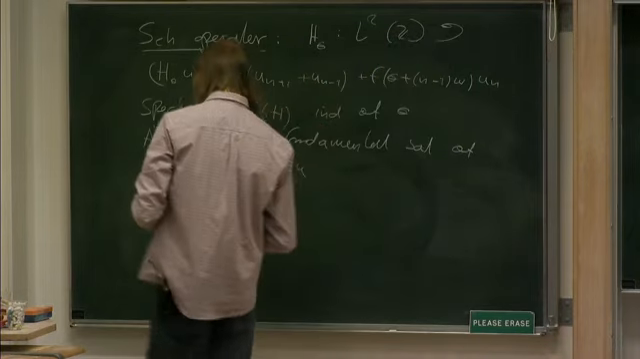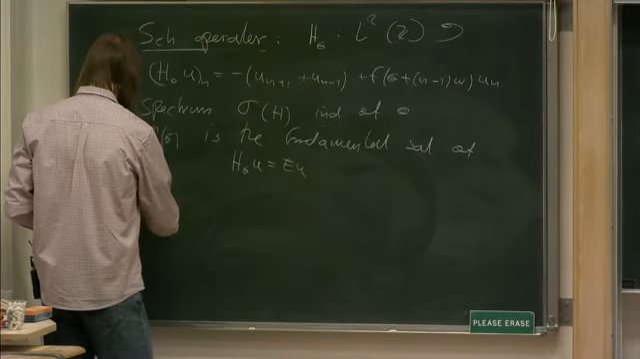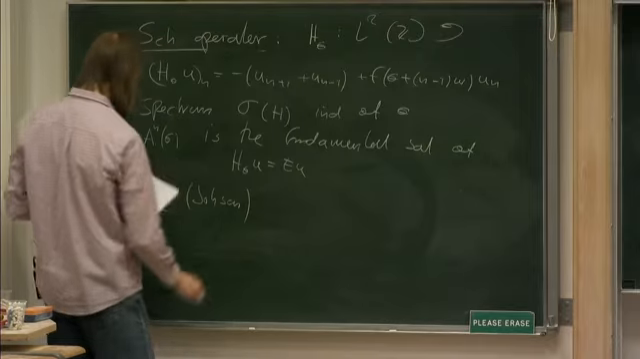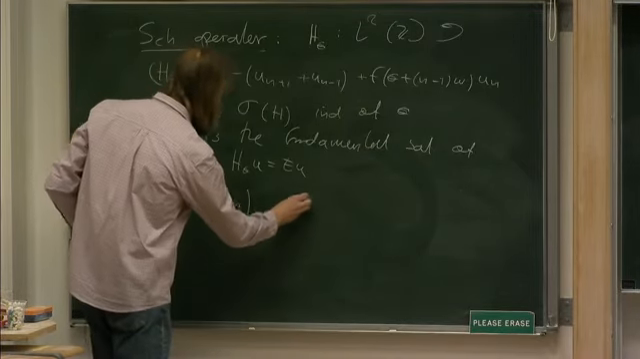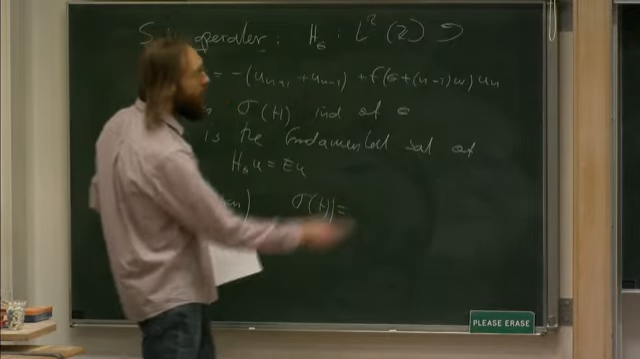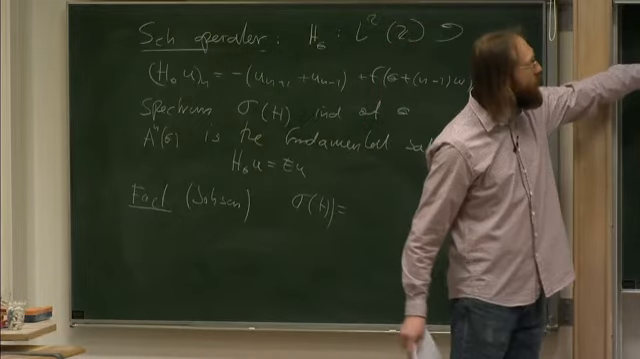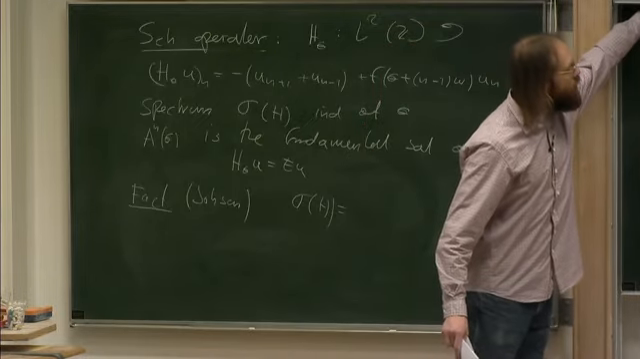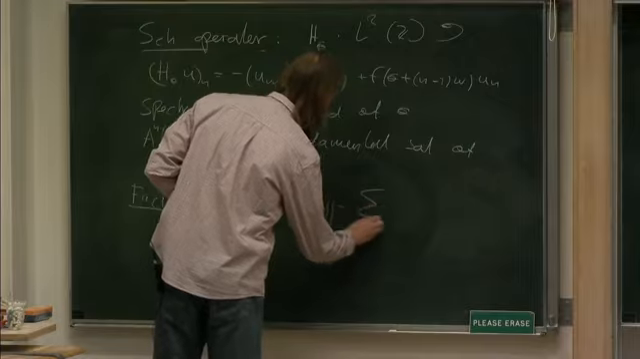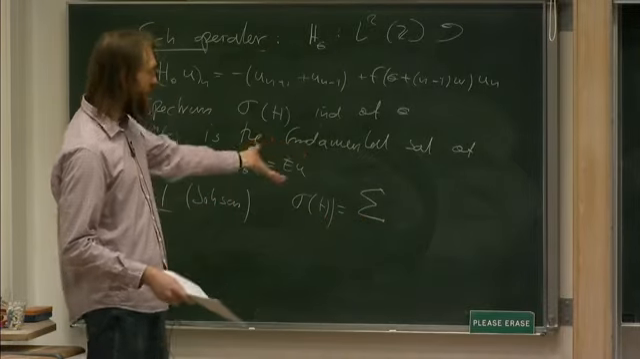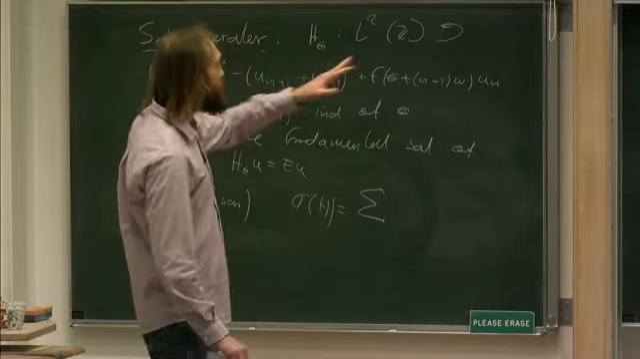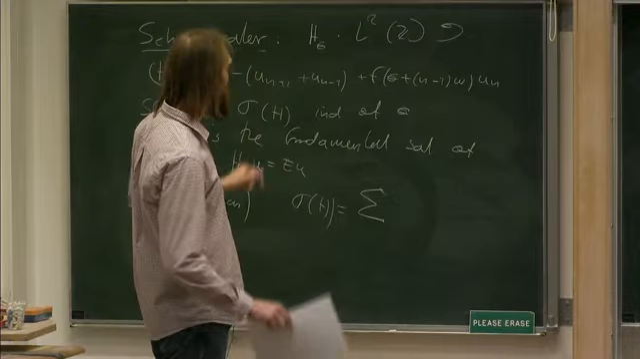And then there is a fact due to Russell Johnson, that the spectrum of this operator is exactly the same as the Sacker-Sell spectrum. So it's exactly the values of E for which the cocycle is not uniformly hyperbolic. So that is the dynamic correspondence between uniform hyperbolicity and being in the resolvent set.